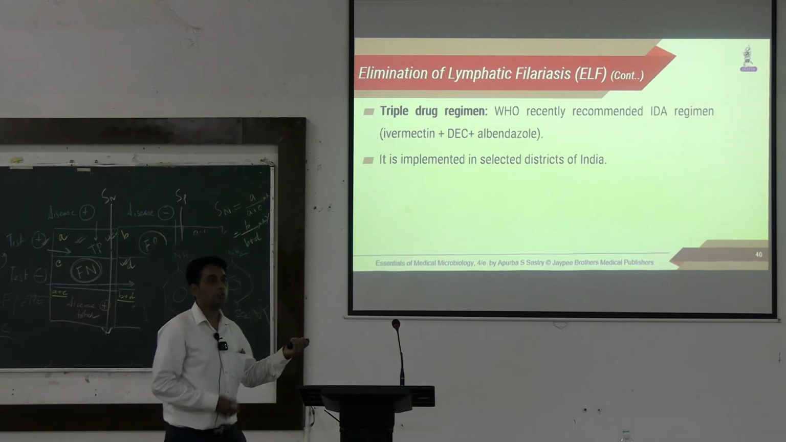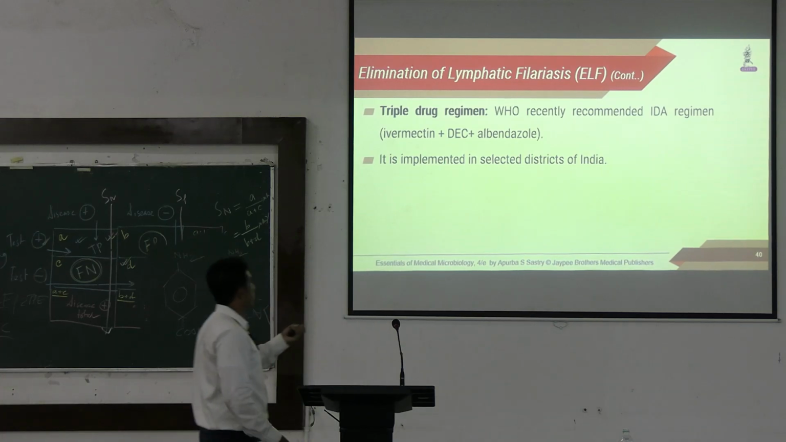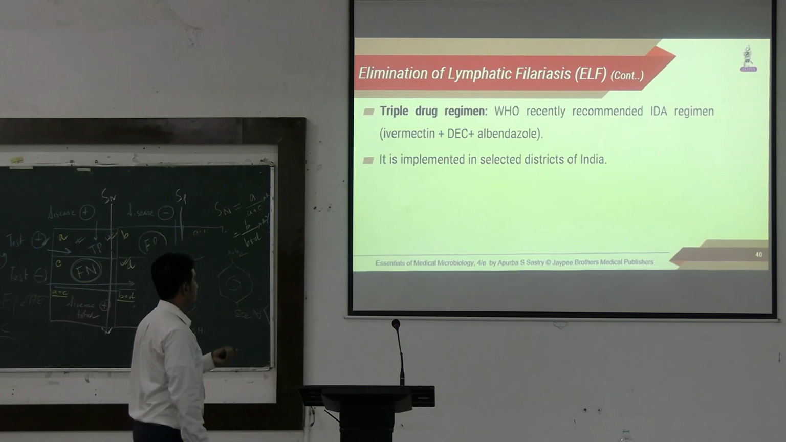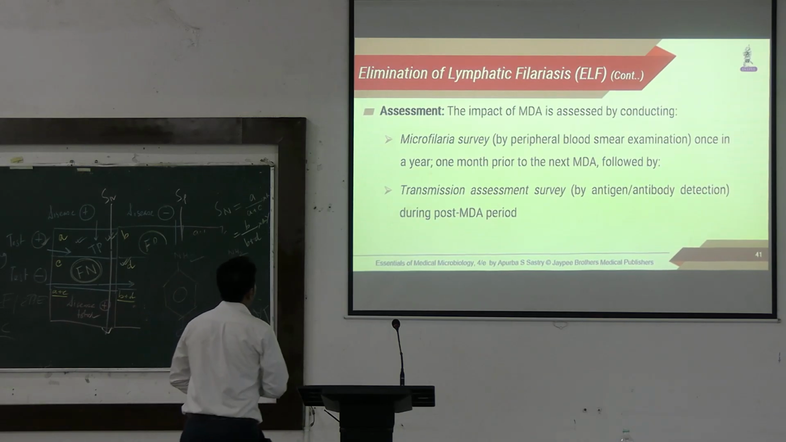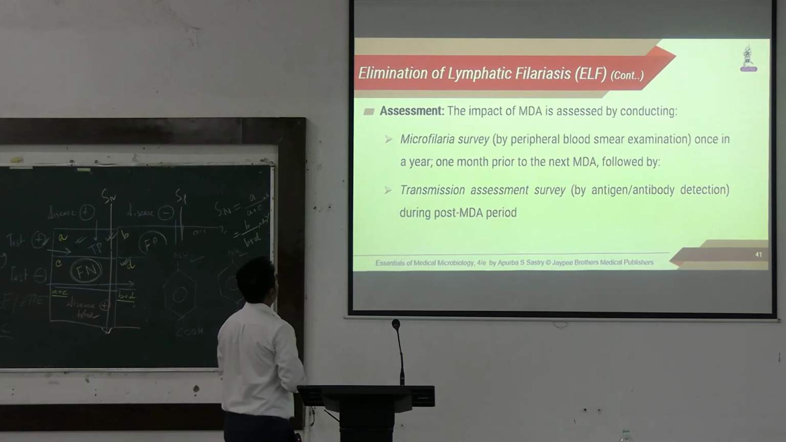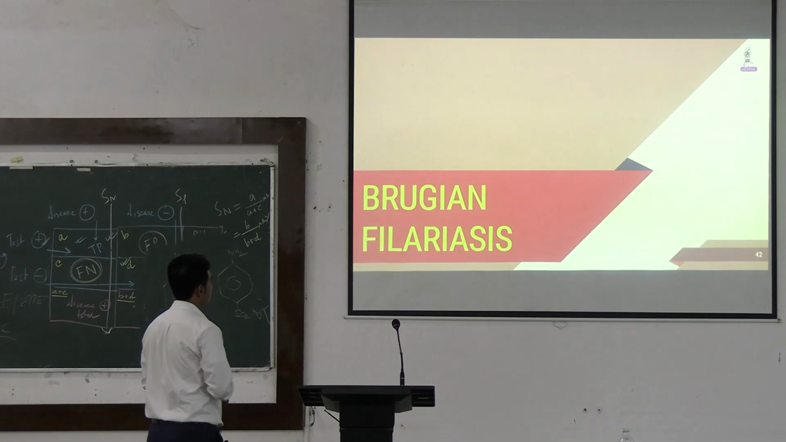Ivermectin, diethylcarbamazine or albendazole, to prevent the resistance of any one specific group of drug. It is implemented in selected districts of India. This assessment is done by conducting a microfilarial survey by peripheral blood smear examination once a year, and once a month prior to the next MDA drug regimen, and a transmission assessment survey.